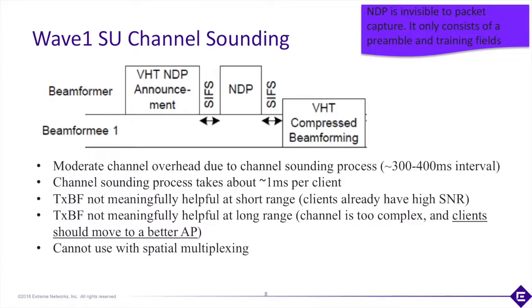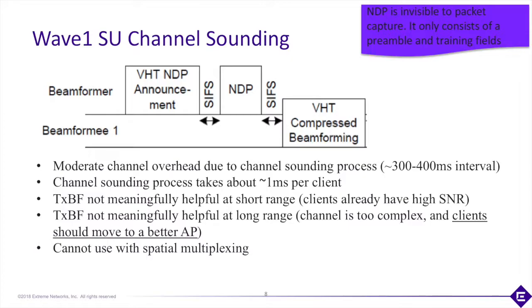In Wave 1, single-user MIMO, so this is transmit beamforming, the AP will send out an announcement saying, hey, I'm going to send out a packet with nothing in it. I want you to respond back what you hear. So you have the announcement packet, and then an interframe space, which is the time waiting for the air to clear. Then it'll send out the null data packet, which has nothing in it. Then another interframe space, which is a short interframe space, and then the clients will start responding back with their information.